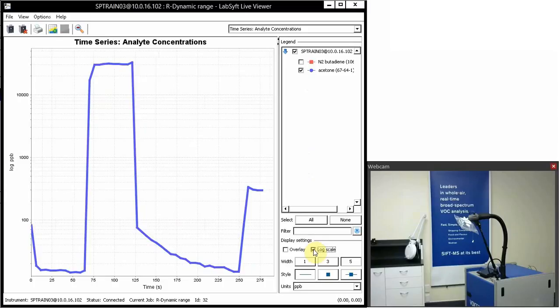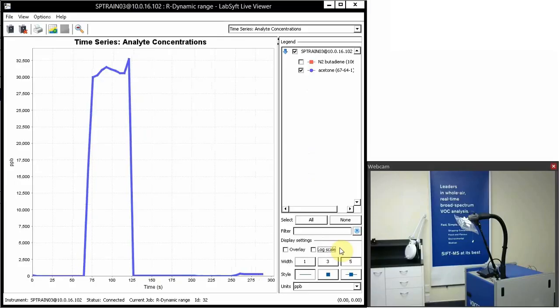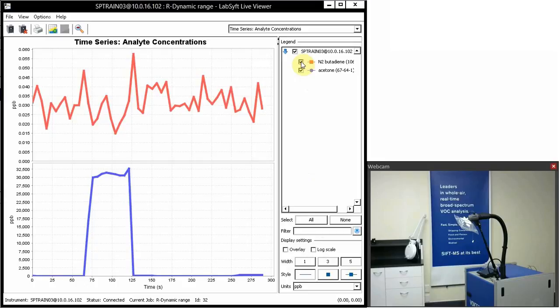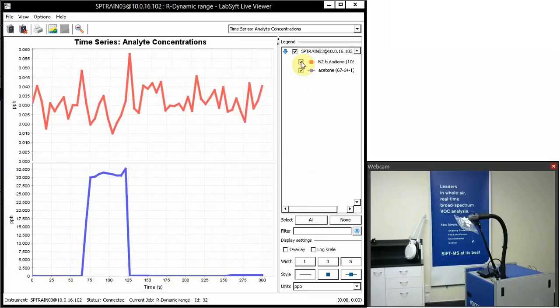Okay, so if I just switch this back to linear scale, just to emphasize that we've got 100-fold dilution here, and more interesting, if I add the 1,3-butadiene, we can see that the concentration of 1,3-butadiene has remained consistent at about 30 parts per trillion throughout the entire demonstration.